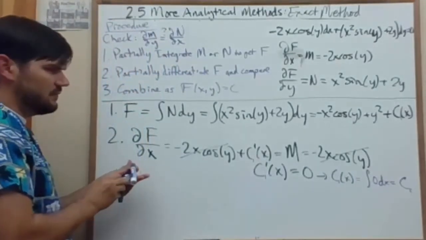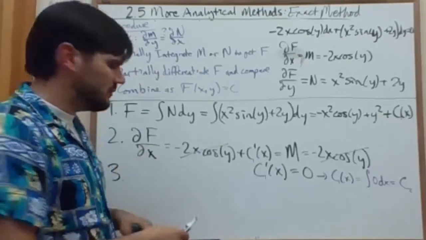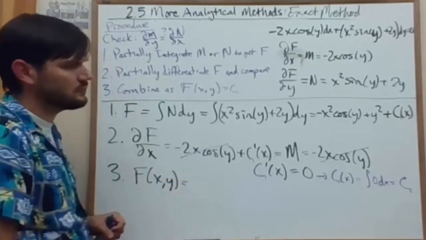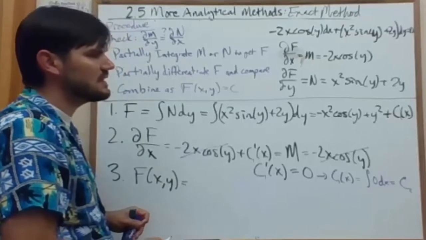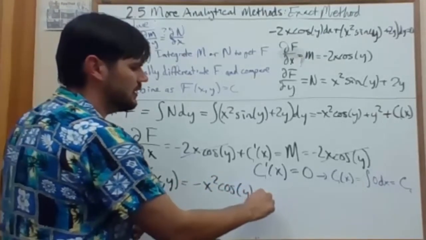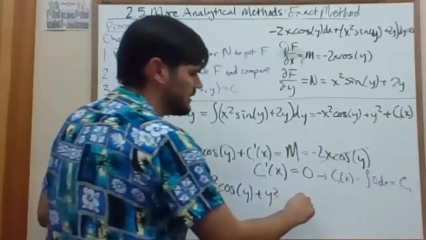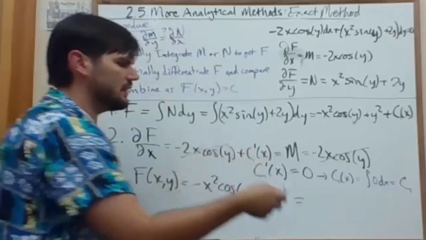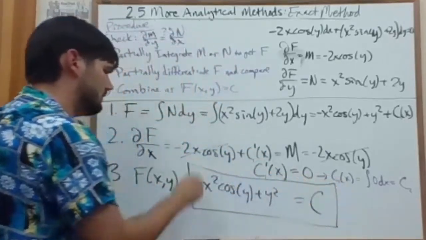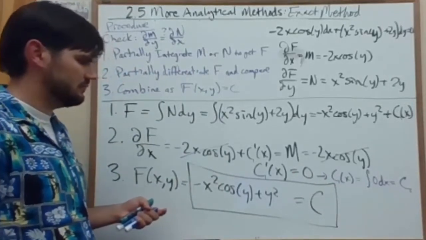And then the third step, we combine together the information we know. What does f equal? It is negative x squared cosine of y plus y squared, which we found here, plus c of x, which is really just plus a constant. And we're going to throw that constant over to the right-hand side to get our implicit solution.